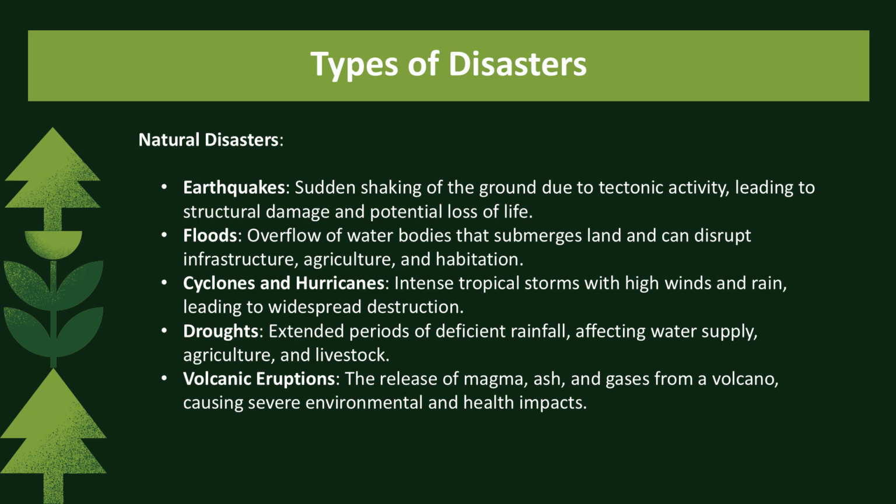Earthquakes cause sudden ground movement and structural damage. Floods submerge land and disrupt communities. Cyclones and hurricanes bring destructive winds and rain. Droughts affect water supply and agriculture, while volcanic eruptions release hazardous materials into the environment.